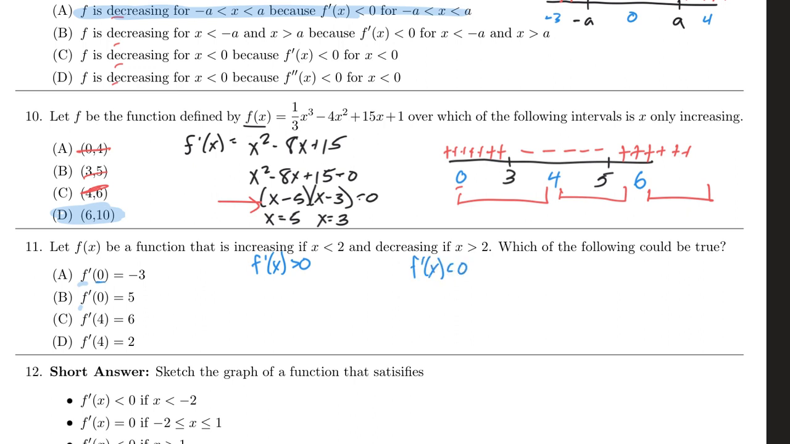All right, so 0 is to the left of 2, so I should be increasing. So my derivative should not be negative. It should be positive. All right, so B is going to end up being the right answer, but let's look at why the other ones aren't right. 4 is bigger than 2, so I should be decreasing, but both these are positive answers, so that's why those are not right, and B is the only one that makes sense.